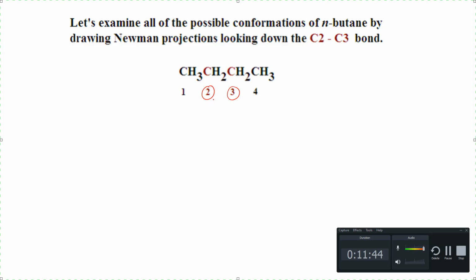So first we have to decide what's the front carbon and what's the back carbon. In this case, it really doesn't matter. We'll call this the front carbon. We'll call this the back carbon. So what I'd like to do is sketch out a staggered conformation. And then I can come down here and sketch out an eclipsed conformation. So this is how we draw the staggered and the eclipsed conformations. So this is, again, staggered and this one is eclipsed.